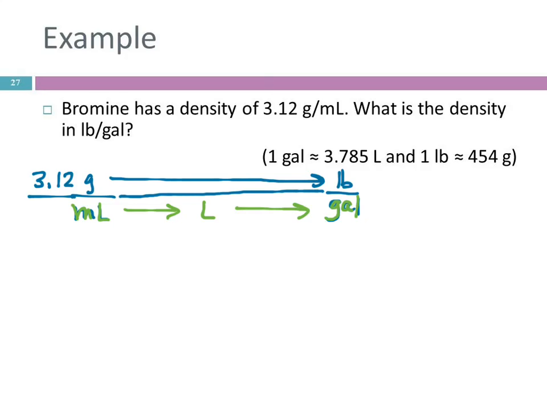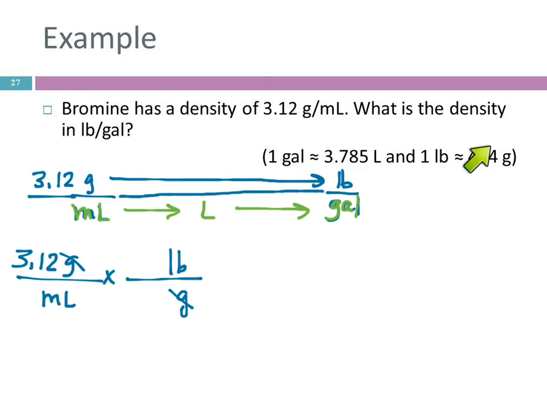So I'm going to start with 3.12 grams per milliliter. I'm just going to do the numerator first because that's kind of how I think. So here I'm wanting pounds in the numerator and grams in the denominator. And I'm going to look over here and see I've got 1 pound and 454 grams. So there, I'm done with the top.